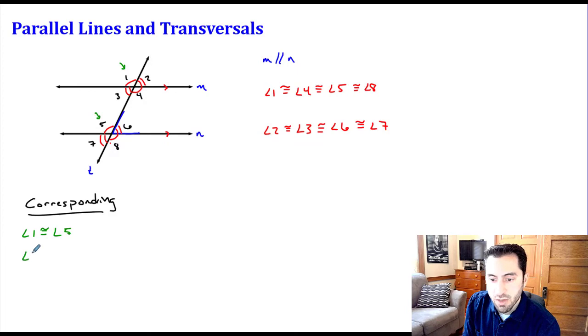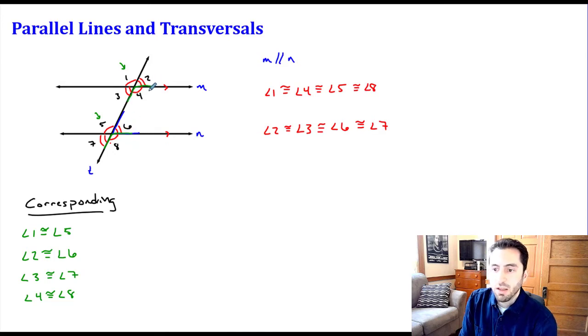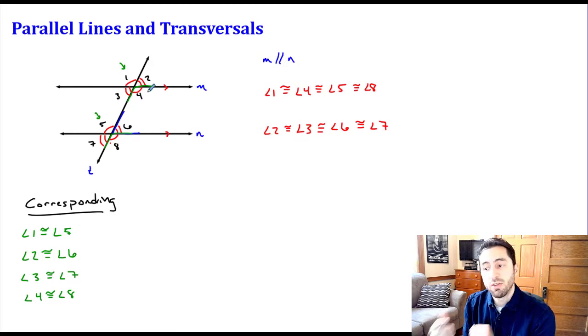The first ones we looked at were angle 2 and angle 6. Those are congruent. And then on the other side of things, we have angle 3 and angle 7, a pair of corresponding angles. And then the last one, we have angle 4 is congruent to angle 8. So 4 and 8, these are both underneath, they're both below our parallel lines, and they're on the right side of the transversal. So they're in corresponding positions.